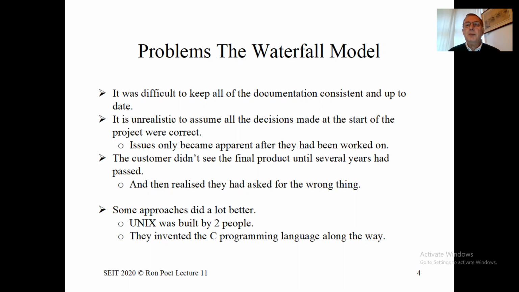Now, that wasn't the only way of building software. Some approaches did a lot better. Unix, for example, was built by two people. And so they built an operating system that's now called Linux, and it's been going for over 40 years. Invented by two people, and as a tool to help them write the operating system, they invented the C programming language, which is the father of many modern programming languages. I mean, C is still used quite a lot for systems programming, and it's given rise to C++ and Java, for example, to follow-up languages that are very similar, but built on C.